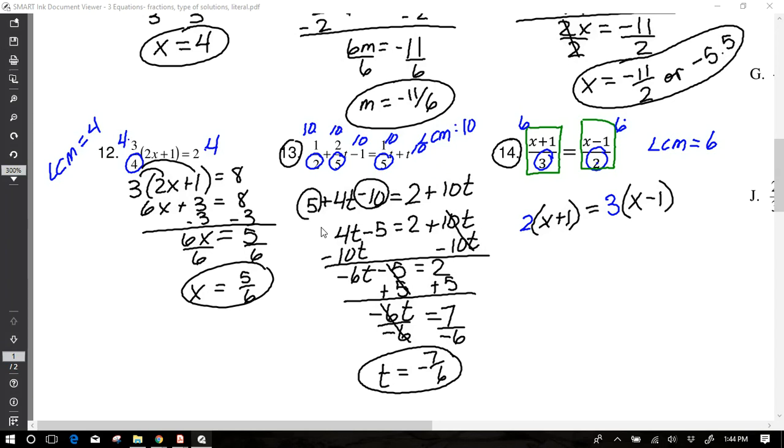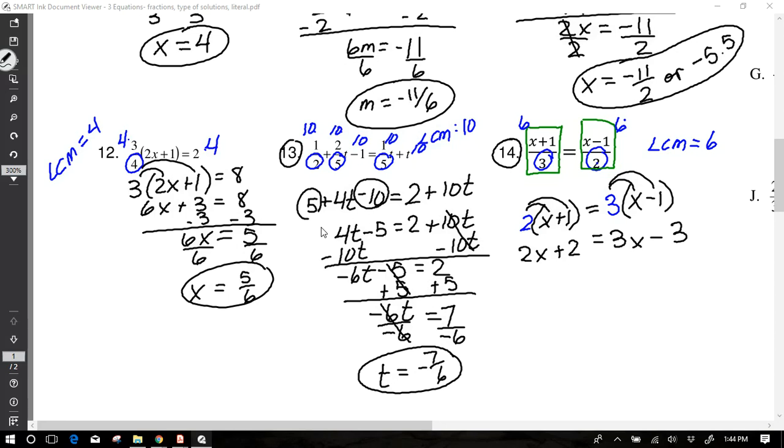So the hardest part with something like this is to put the x plus 1 or the x minus 1, whatever those 2 things are, in parentheses. That way, when we come down to our next step to distribute, we know that that 2 is getting its way to both terms. So 2 times x is 2x plus 2. 3 times x is 3x. And 3 times negative 1 is negative 3.